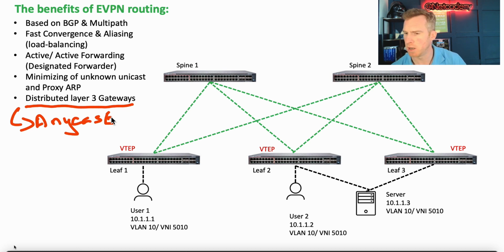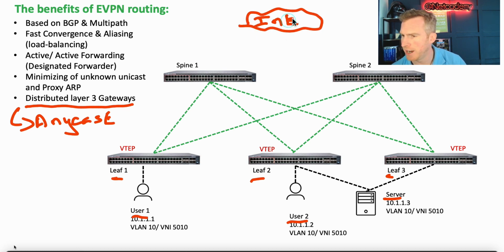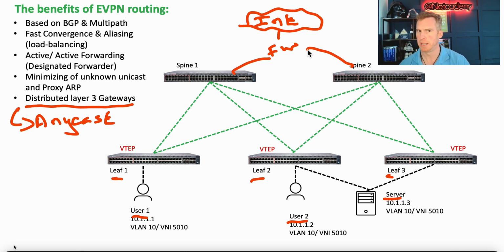So let's use this example here, leaf 1, leaf 2, leaf 3, with the user 1, user 2 and the server respectively want to communicate to the internet. So I'm just going to try and draw the internet cloud here. Actually, that's not too bad. And the internet is connected to a firewall, ideally, which is connected to spine 1 and spine 2. So we need to configure the spines then to allow external connectivity and maybe for allowed hosts, allowed devices to connect to user 1, user 2 and the server, depending on use case, etc.